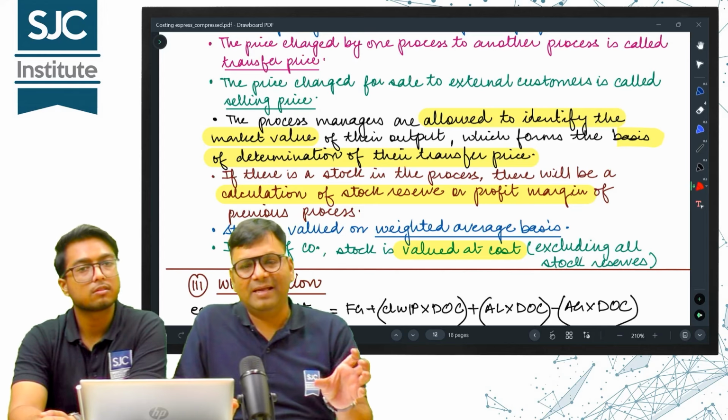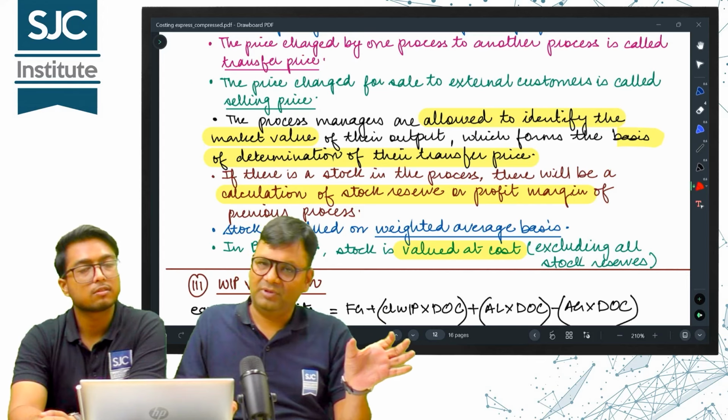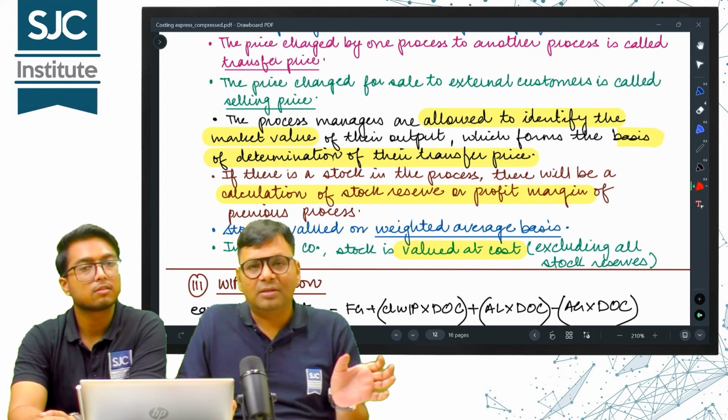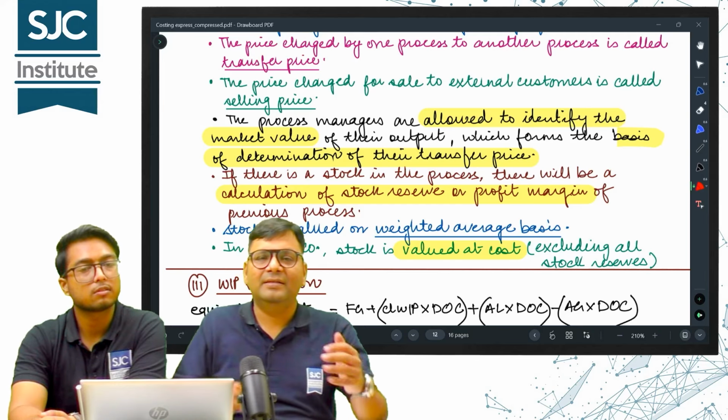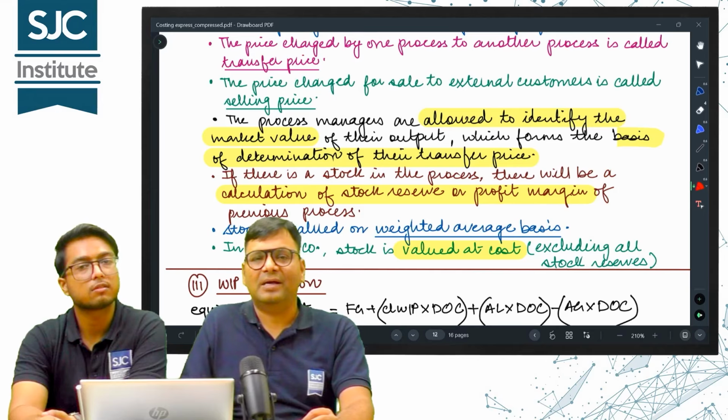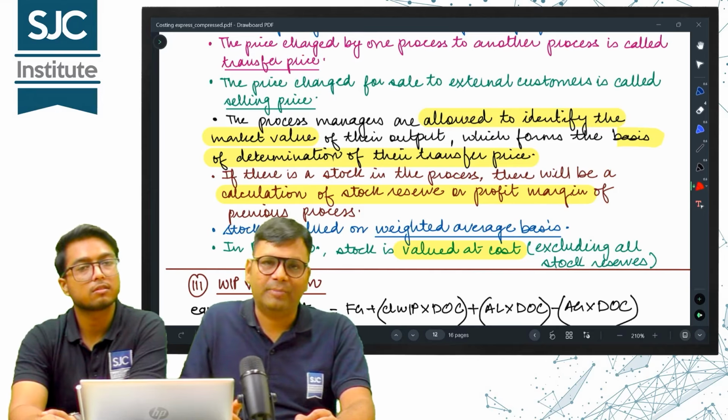The transfer price is nothing but the sale value, so that will be credited on the process account, and this sale value will in turn become the cost of the next process. And this flow continues. It's highly recommended that you see the proper sums that have been done with you on this topic.